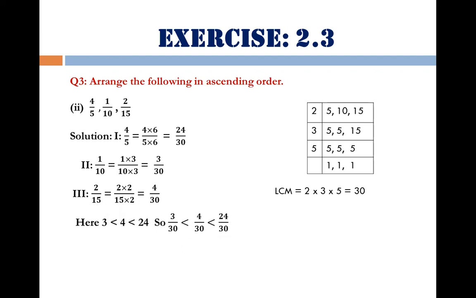Now we observe that 3 is less than 4 is less than 24. So 3 over 30 is less than 4 over 30 is less than 24 over 30. Hence our ascending order is 1 over 10, 2 over 15, 4 over 5. I already told ascend means to go up, so smallest number comes first of all and the largest value falls in the end.